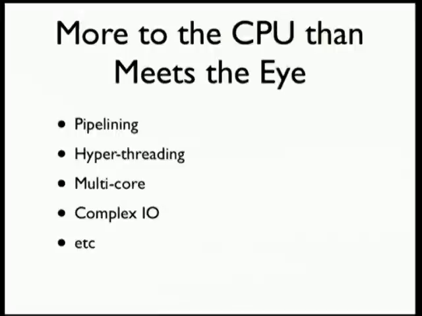Now, as I'm talking about these CPUs, there's more to them than I'm talking about. I'm going to talk about a very simple CPU model. It fetches an instruction, it gets some data, and it executes one instruction at a time. But there's more to an actual CPU than the model we're going to talk about. There's pipelining, hyper-threading, multi-core, complex I/O, a bunch of stuff. So for this conversation, we'll just ignore all that stuff.